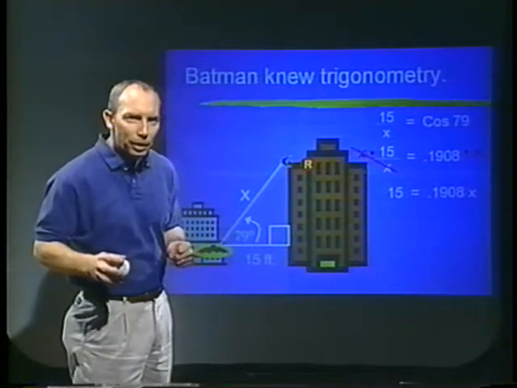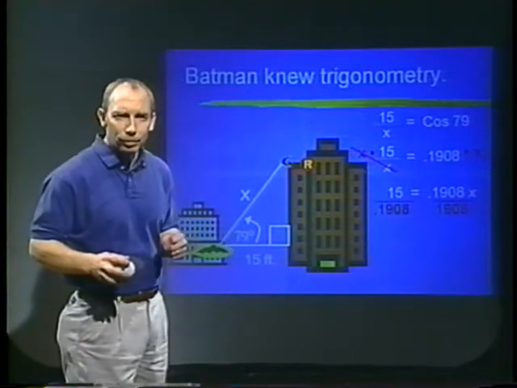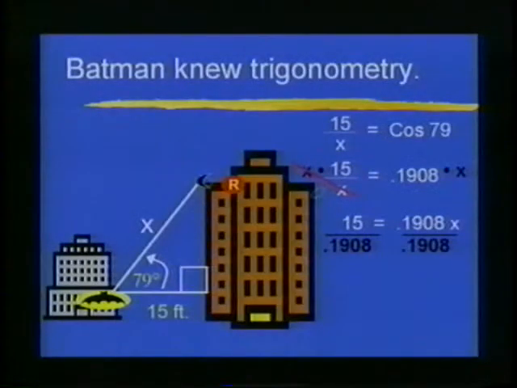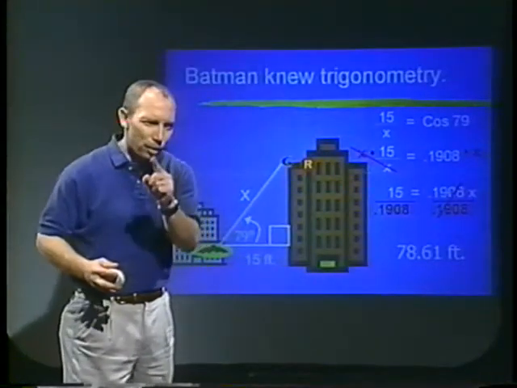Who's keeping him from being alone? The 0.1908. He's multiplying, so I'll undo him with division. Okay, let's divide. Dividing, we'll cancel it. And on one side, I'll get x. And guess what? 15 divided by 0.1908. Hi, Mom. 78.61. And that's why, boom, he hit it the first time every time. Okay? One more example.